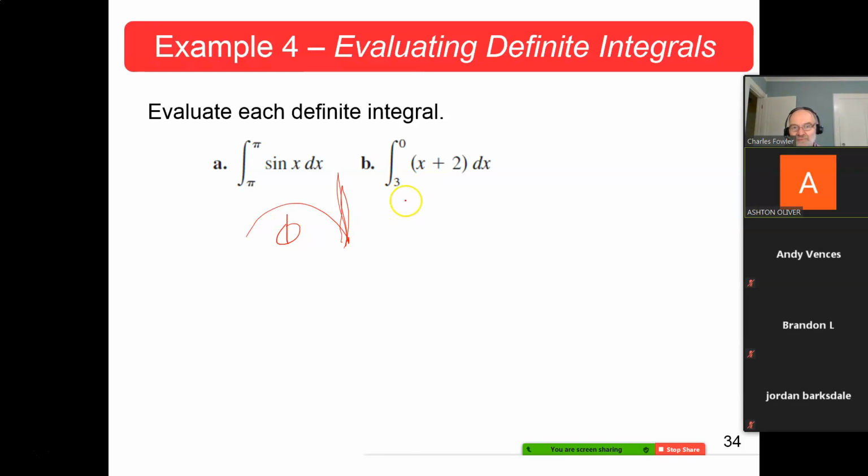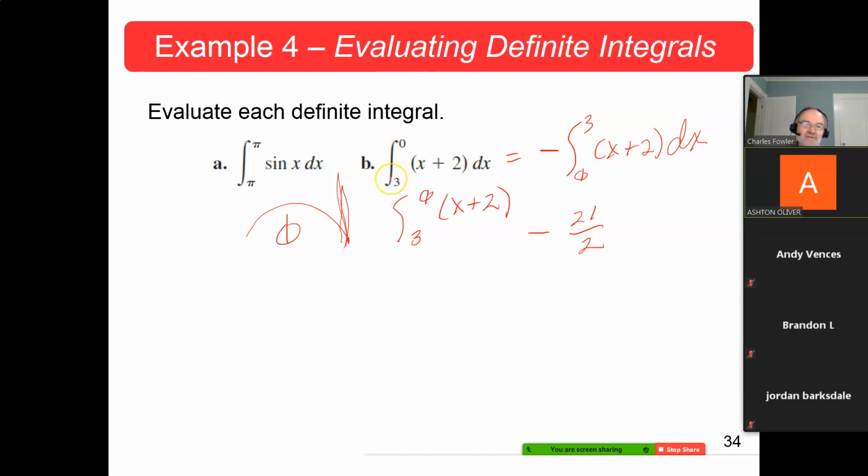The integral from 3 to 0 of x plus 2. Well, the next step, that's equal to minus the integral from 0 to 3 of x plus 2 dx. Okay? Well, we already did that. Remember, we just did this one. That's that trapezoid, and that was 21/2. So when you reverse the order of integration, you negate it. So that becomes negative 21/2.